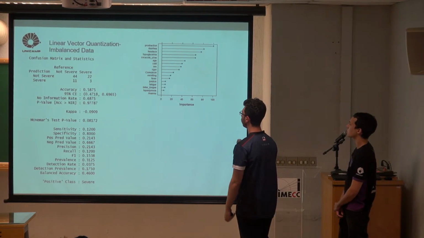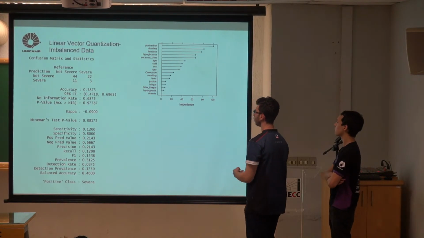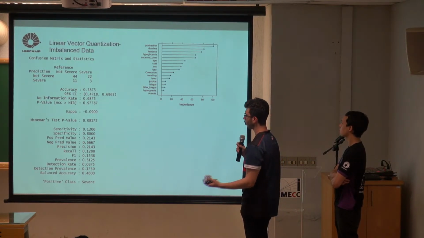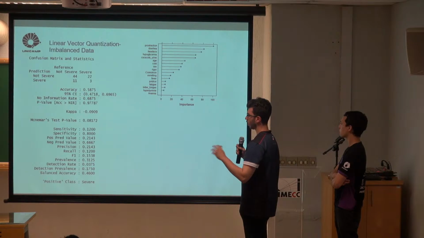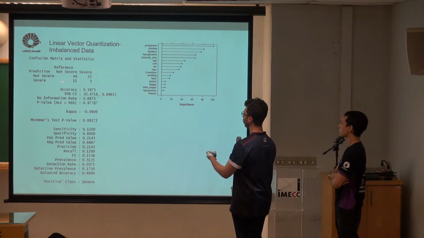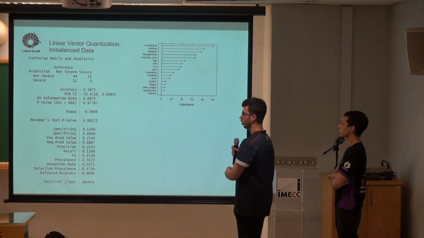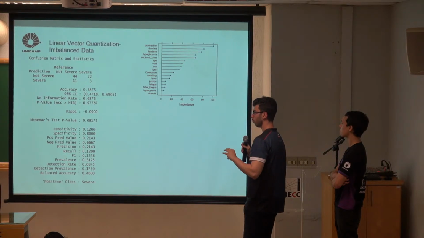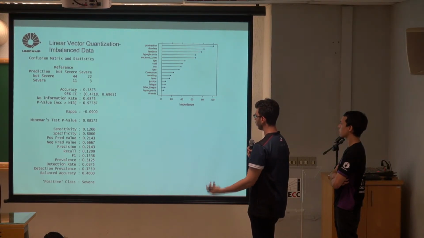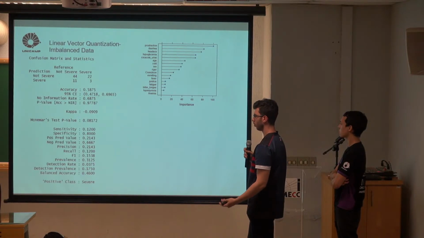We have linear vector quantization. Most of the models that we use show the predictions of true negatives well, but when it comes to the positives, even the true positive prediction goes really, really bad. The true positive rate is really low for the sample.